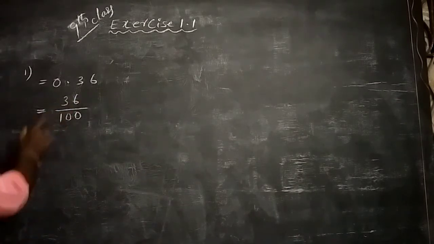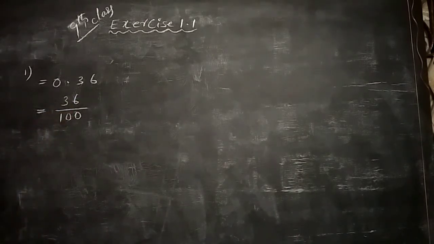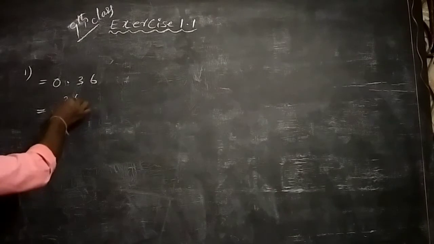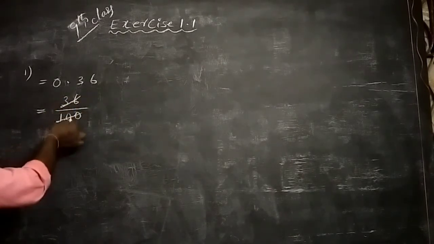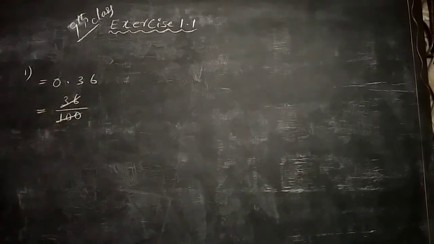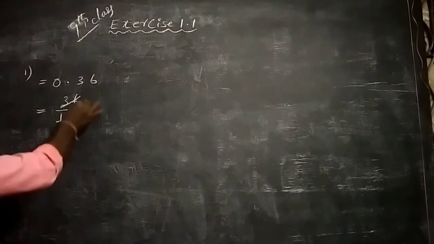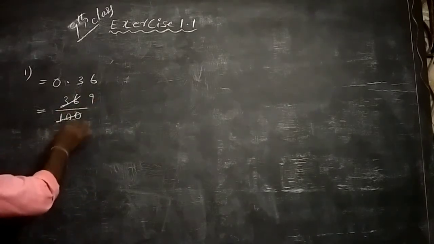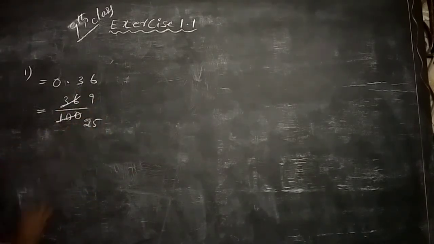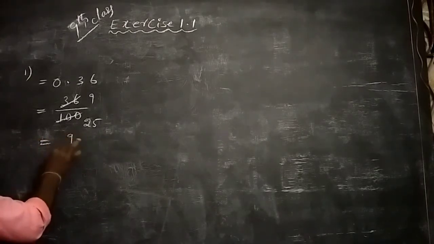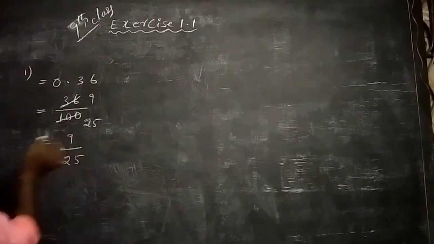After getting it this way, is there any chance to simplify this p by q form number? If there is a chance to write in simplest form, we can simplify. So here I am cancelling 36 and 100. This type of sums I already explained in the previous videos. Both numbers 36 and 100 will be cancelled by the 4 table. 4 9s are 36 and 4 25s are 100. So the required answer in simplest form is 9 by 25.